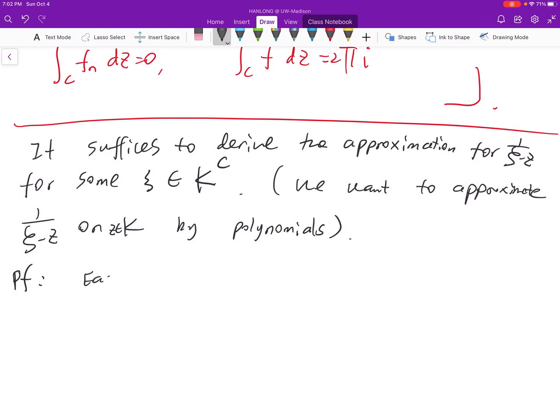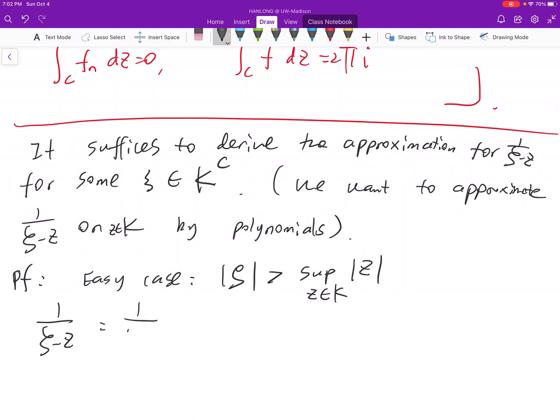Okay. So the easy case: if |c| is greater than the supremum of the magnitude of z inside K, then it's easy because you have the power series expansion.